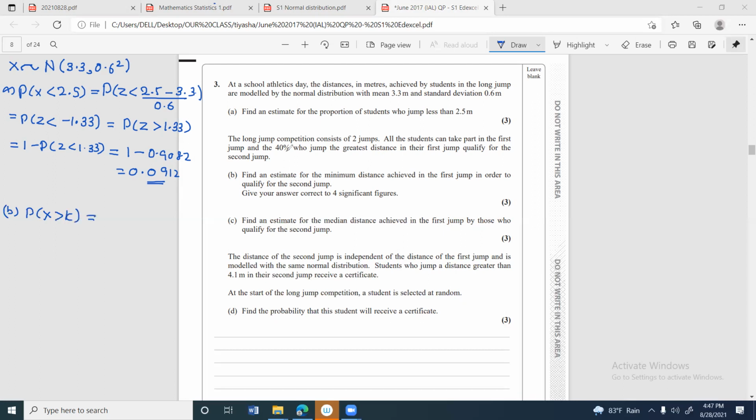Then this proportion is how much? The highest 40%. That means 40% means 0.4. The probability of obtaining the highest proportion should be 0.4. Right? So we will work out initially. The first step is we need to make them into standard normal. The variable turns into Z: (K minus 3.3) divided by 0.6 is equal to 0.4.